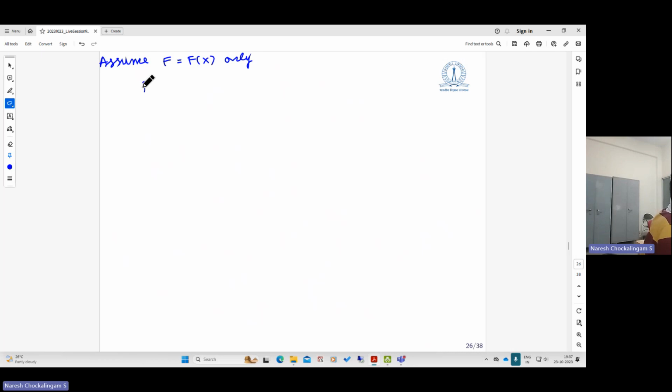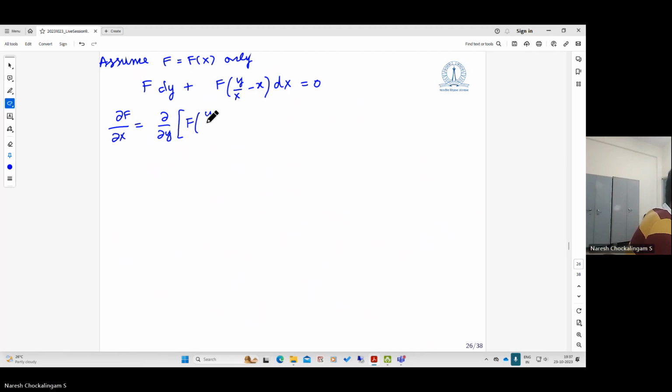And in our case, we multiply throughout by f. So we get f dy plus f into (y by x minus x) dx should be equal to 0. This is what we have. And if this should be an exact differential, what is the condition? Dou f by dou x is equal to dou by dou y of f (y by x minus x). So let us see what it is.